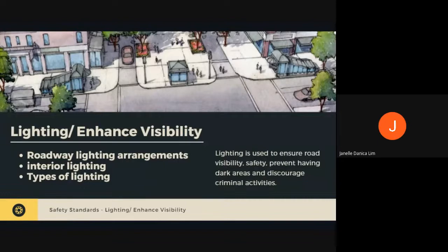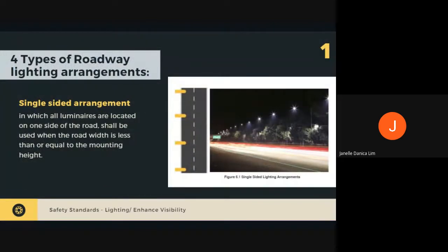So next we have lighting, or enhanced visibility. We have the roadway lighting arrangements, interior lighting, and types of lighting. Lighting is used to ensure road visibility, safety, to prevent dark areas, and to discourage criminal activities. Next slide, please. So there are four types of roadway lighting arrangement.